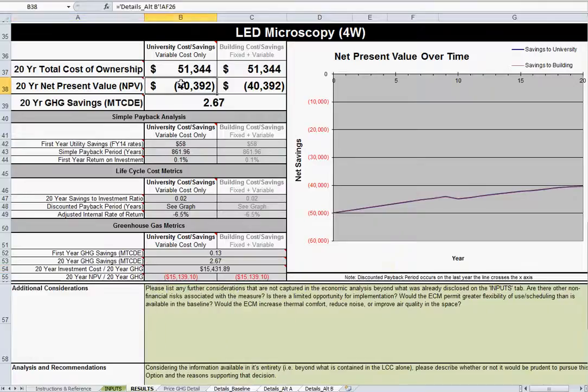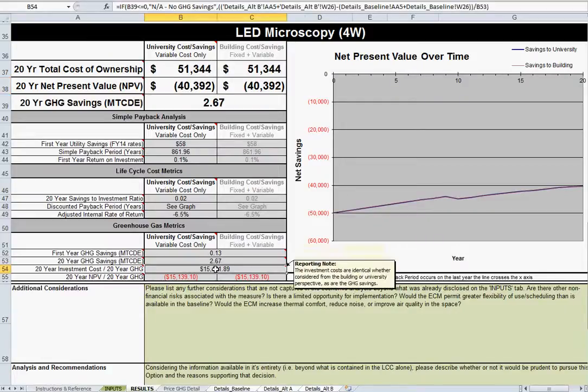So this is an NPV positive, right? We're losing money if we go with these LED microscopes, assuming they cost 100,000 or 50,000 or whatever I put in right there. This tells us, okay, well, we're still getting GHG savings though. So it's costing us $15,000 per greenhouse gas saved. Now we could compare that against other NPV negative projects.